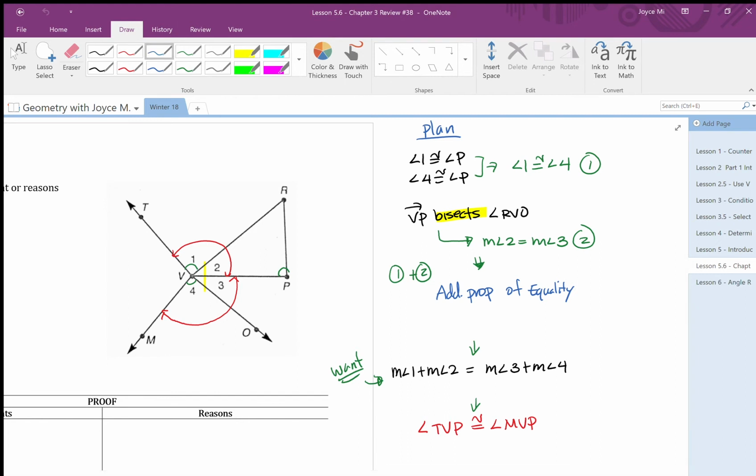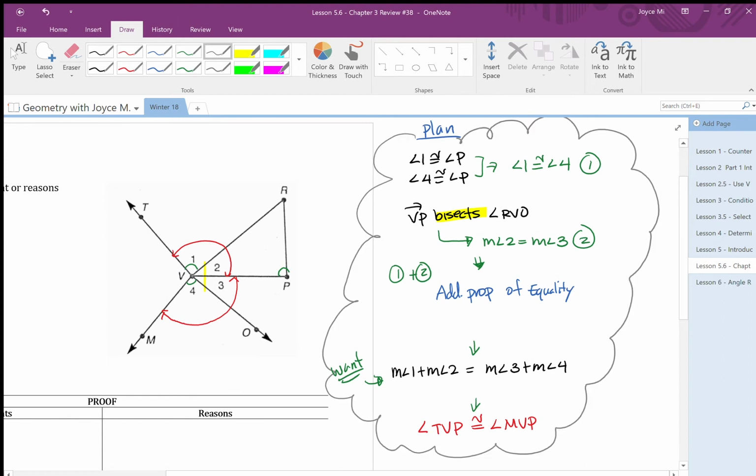Again, for my plan, I like to draw a little happy cloud around the plan. I want to keep that in mind when I write my proof. The plan basically guides you on how to write the proof. Okay, so let me write the proof using the plan. So I need angle 1 congruent to angle 4. That's the first thing I need. So before that, I need to write a given.